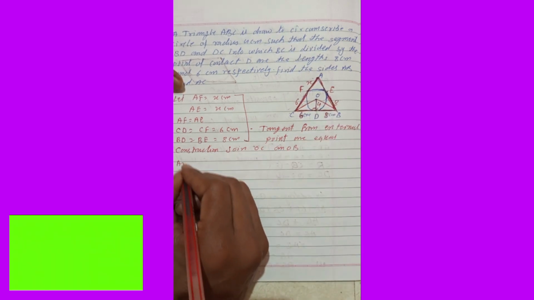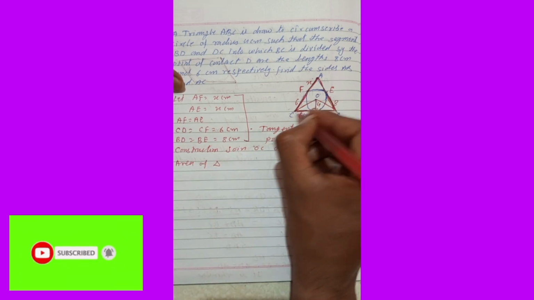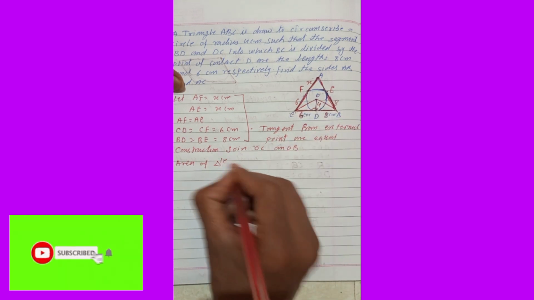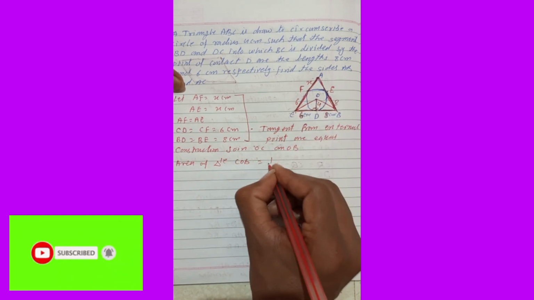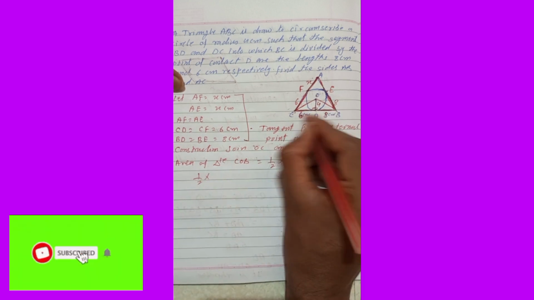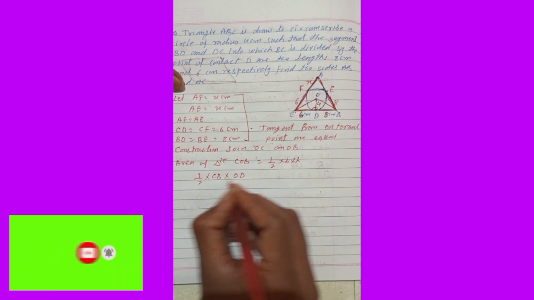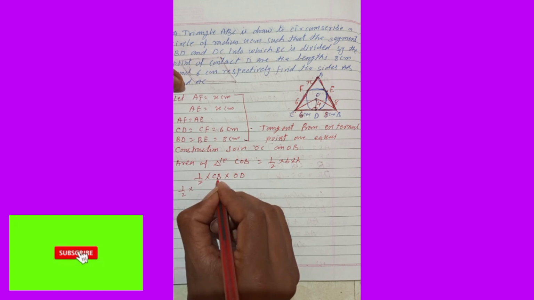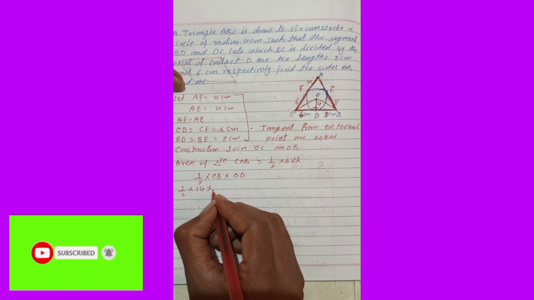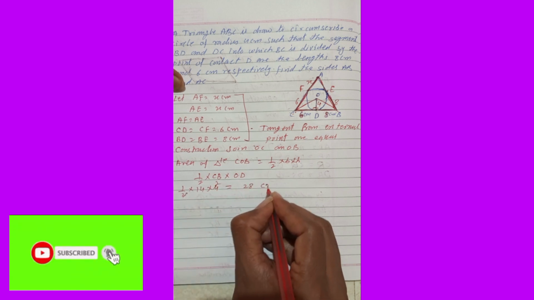That means area of triangle COB is half into base into height. What is the base? Base is CB, into height. What is the height? OD. So half into CB, how much? 6 plus 8, that is 14, into OD 4 centimeter. This we got, 28 centimeter square.